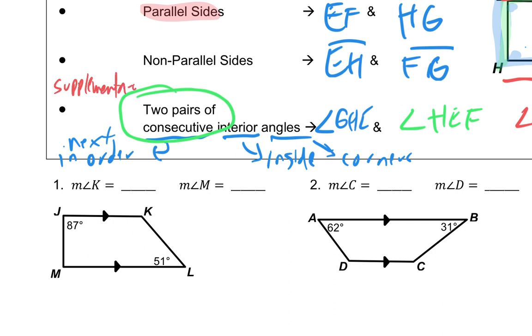Okay, what does supplementary mean? Supplementary means adds to 180 degrees. Okay, so consecutive interiors add to 180.